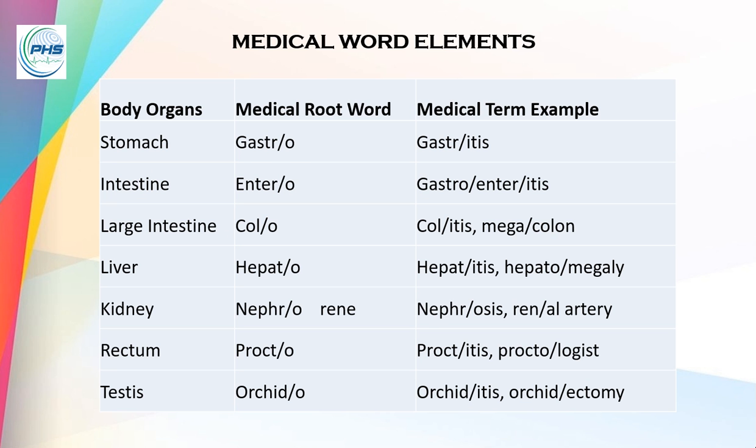Next, body organ stomach. The medical root word is gastr. The term example is gastritis. Gastritis is inflammation of the stomach.